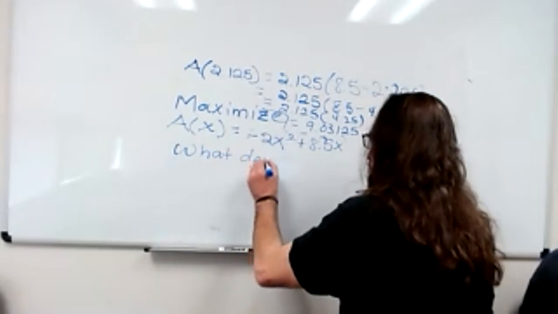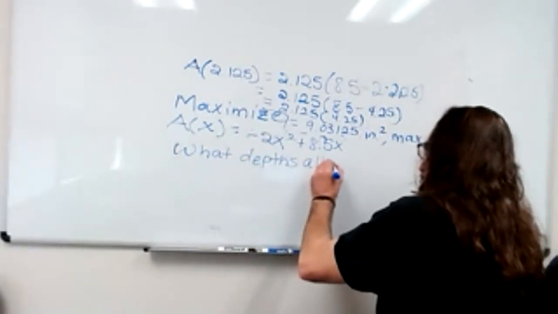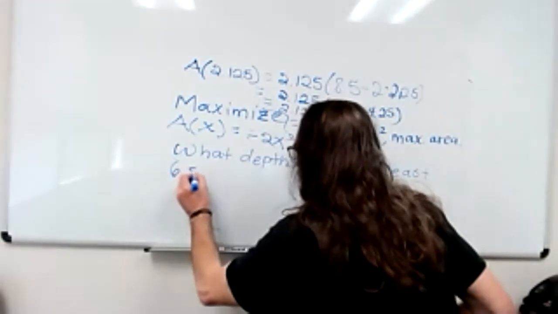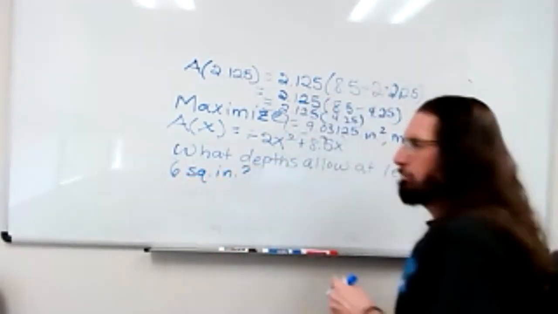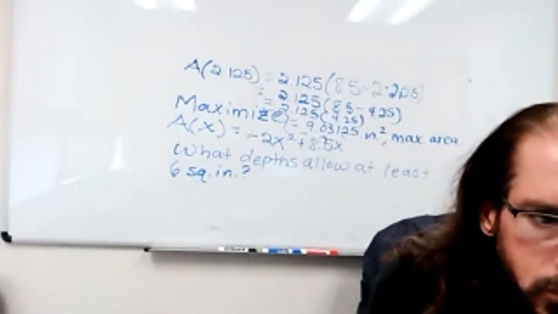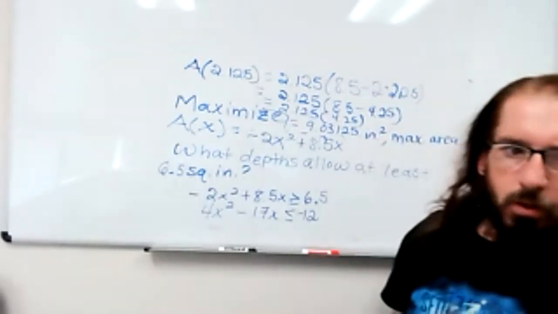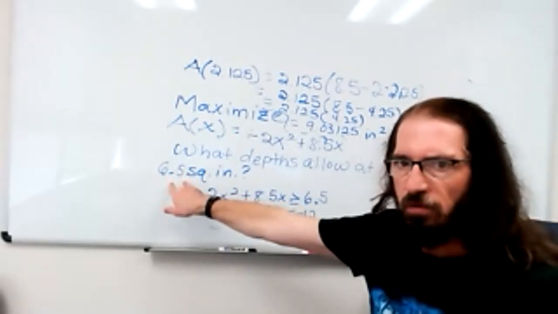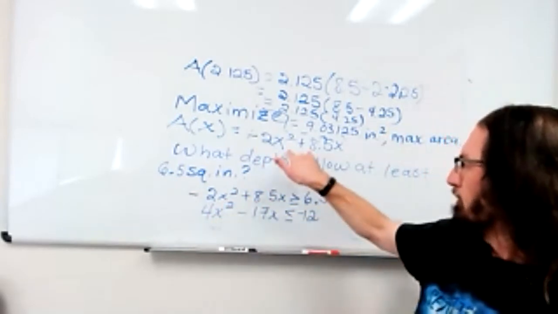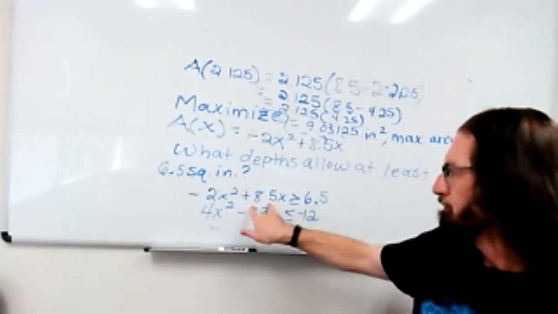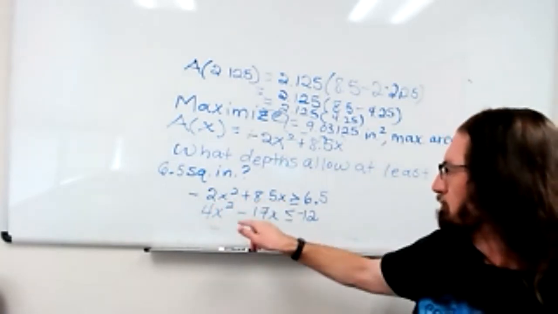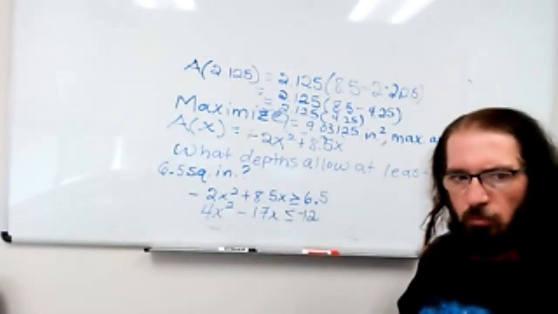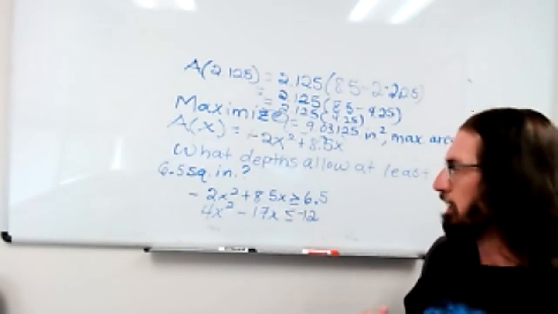So part B, what depths allow at least 6 square inches? Actually, I'm going to change that so we can get some slightly nicer numbers. I'm going to go with 6.5. So we're looking for the quadratic function to be greater than or equal to 6.5. I've multiplied everything on both sides by -2, which is going to include switching the direction of the inequality symbol because we're multiplying by a negative number.